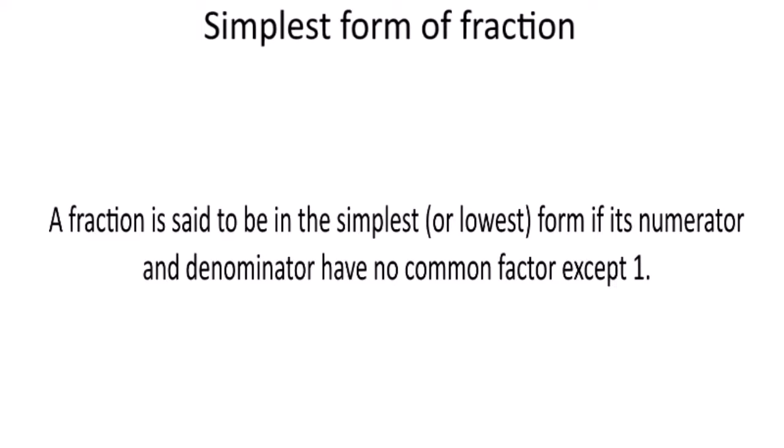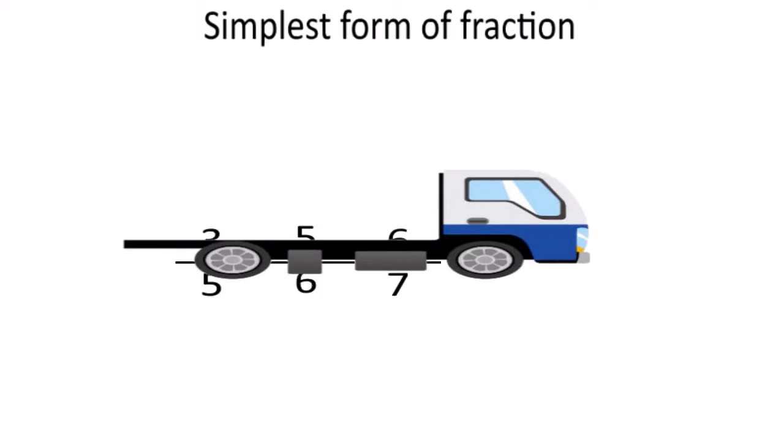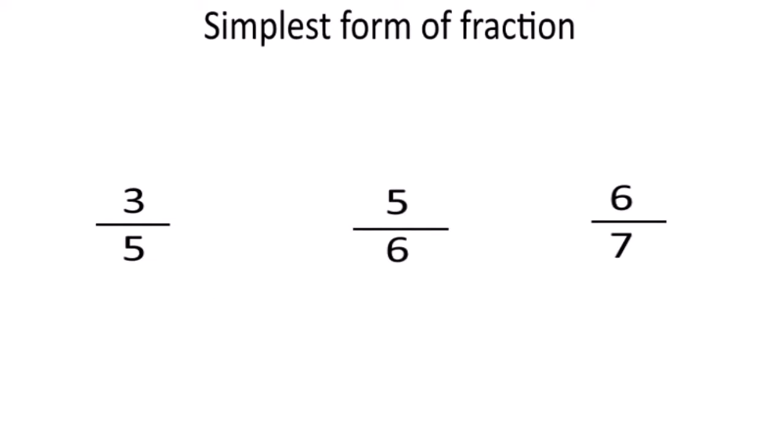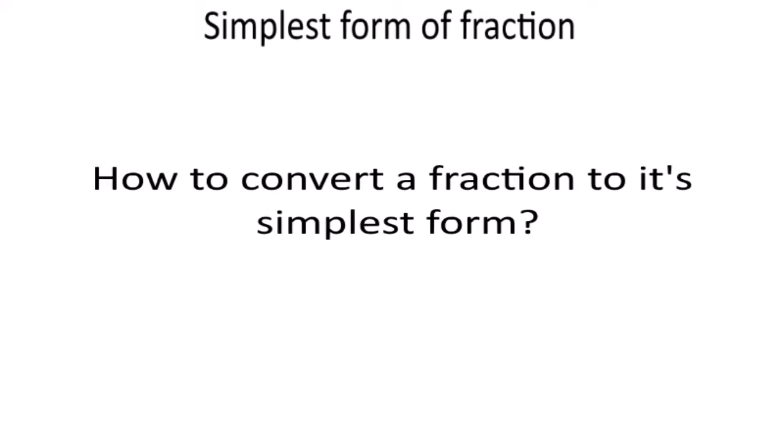A fraction is said to be in the simplest form if its numerator and denominator have no common factor except 1. Look at the example. Look at the fractions. In each fraction the numerator and denominator have no common factor except 1. Let's convert a fraction to its simplest form.